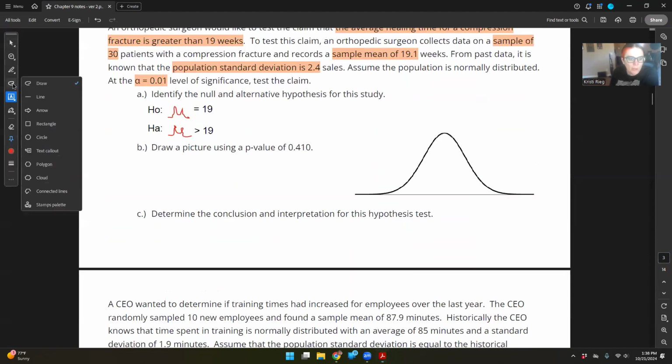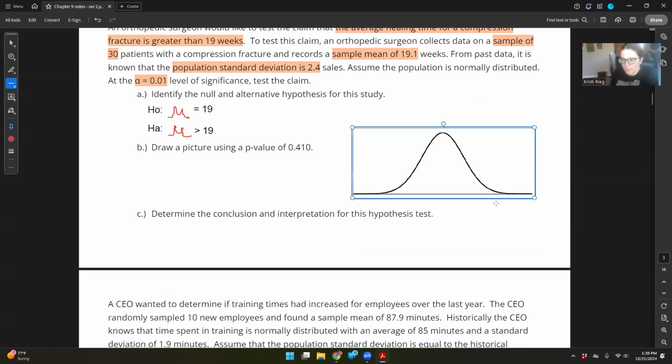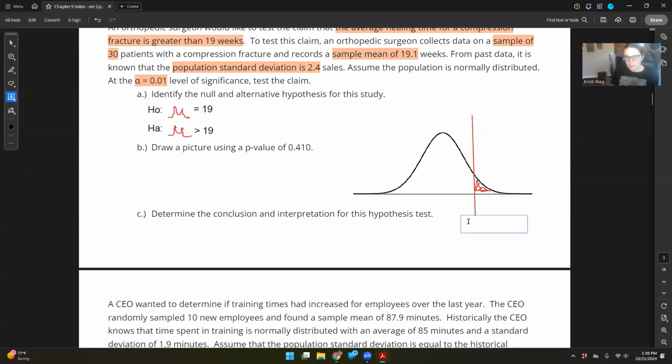So let's draw our right-tailed test on the picture. Okay, perfect. We have our shading. Shade, shade, shade. And so our line is always drawn at alpha. So our line is drawn at 0.01.